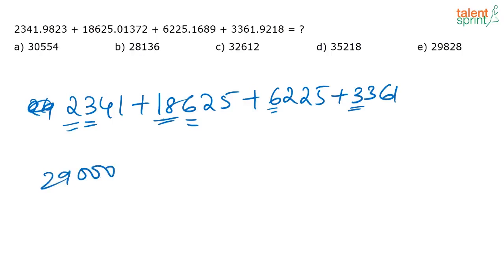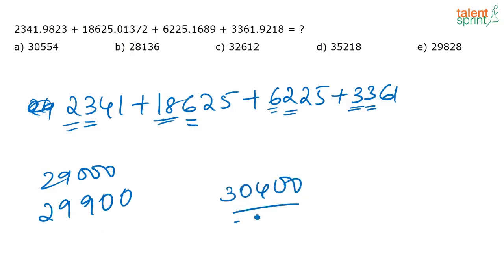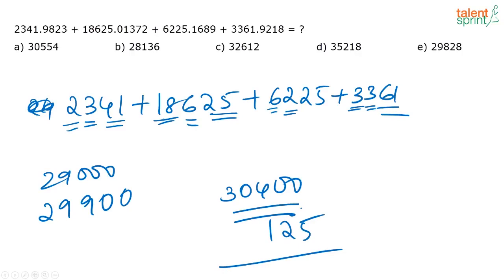So 29,900 now I have. Then again you have one 200 and one 300. 200 plus 300 is 500. So 29,900 plus 500 is going to be 30,400. So I have 30,400 with me. Now the remaining digits that I have are nothing but 41 plus 25 plus 61. So 41 plus 61 is approximately 100, plus 25, so approximately 125 I have. So my answer is approximately going to be 30,400 plus 125, which I can say 30,525, something like that.